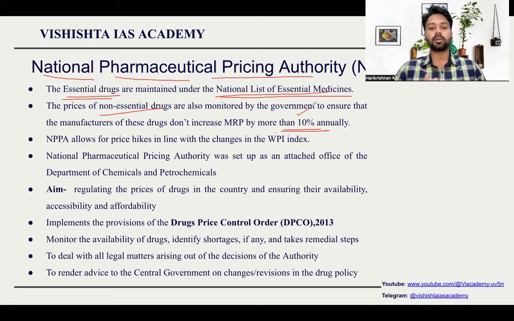Today, if I have a drug which I am selling at 100 rupees, next year I cannot sell it at 120 or 130. The maximum I can do is keep it at 110 rupees. That's it. So NPPA allows for price hikes, and it should be in line with the WPI, that is the Wholesale Price Index. So this point should be noted down. It cannot be above the inflation.